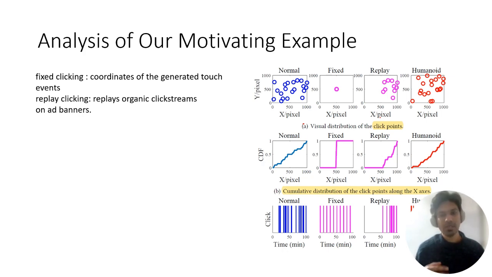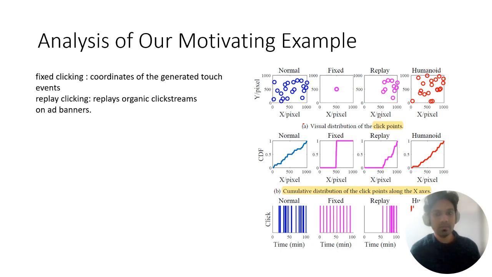Here we see a few graphs regarding the final representation of the motivating example. We use fixed clicking, where coordinates are fixed and generated only on fixed events, and also replay clicking, where it replays organic click streams on the ad parameters. Here we have the normal, the fixed, the replay, and the humanoid attack. What we see in most of the graphs is that the normal and humanoid are almost indistinguishable, but the fixed and replay are easy to detect.